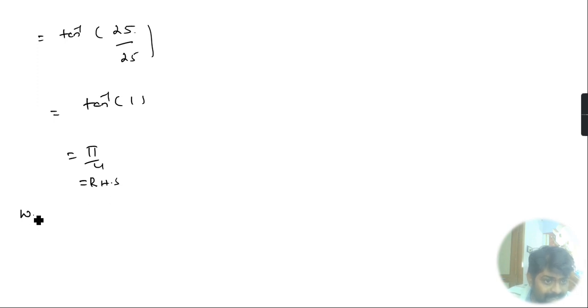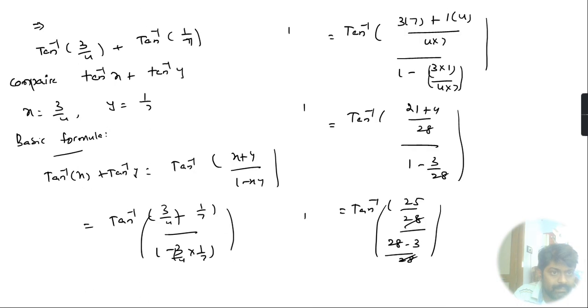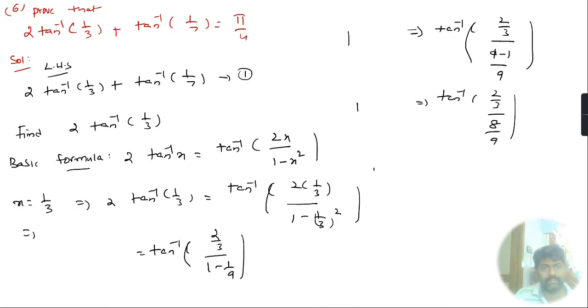Finally we prove that 2 tan inverse 1 by 3 plus tan inverse of 1 by 7 is equal to pi by 4. So just we recall that problem. We need to prove that 2 tan inverse of 1 by 3 plus tan inverse of 1 by 7 is equal to pi by 4.